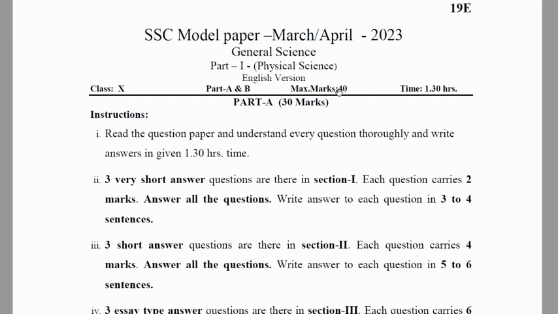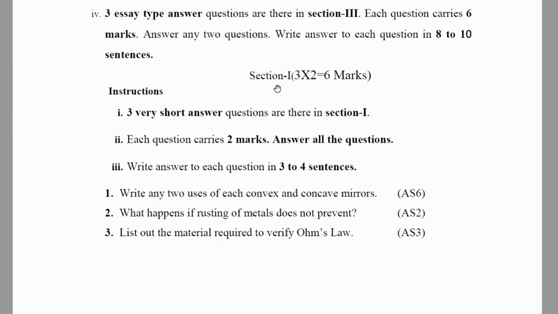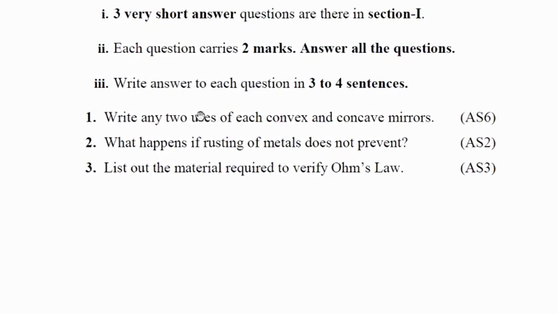Hello friends, in this video we are going to discuss the physical science question paper with answers. This is an updated question paper. In the physical science question paper we have three sections. In section 1 we have three questions. Each question carries 2 marks. Total weightage is 6 marks. Let's see what questions appeared in section 1.